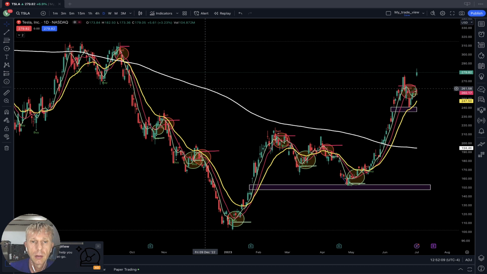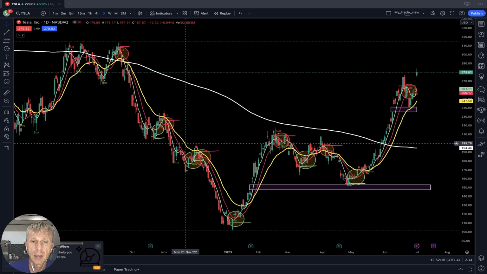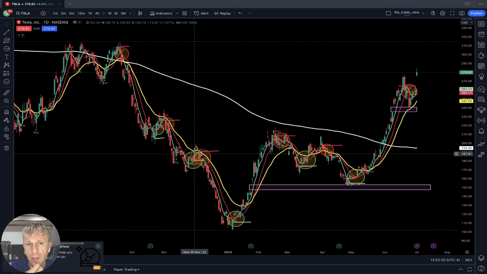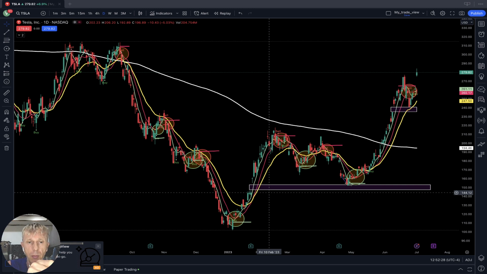SMA 200, white line. SMA 20, yellow line. SMA 10, red line. SMA 5, green line. That's all. Buy and sell script indicator. That's all. Very simple. And remember, trading is very simple. It has only two actions, buy and sell. It has two results, gain or loss, right? Profit or loss, positive or negative. It has two colors, green or red. That's all. It's very simple. It's not rocket science. Everyone can do it.